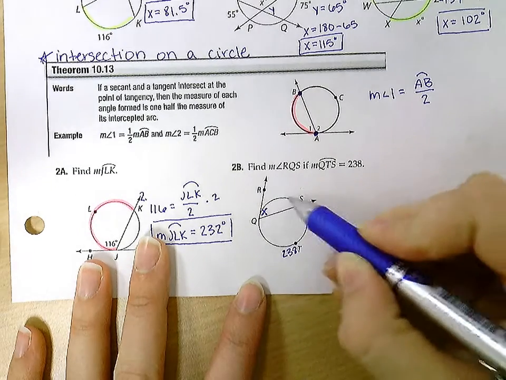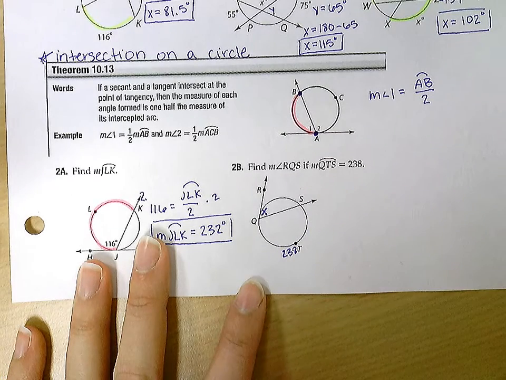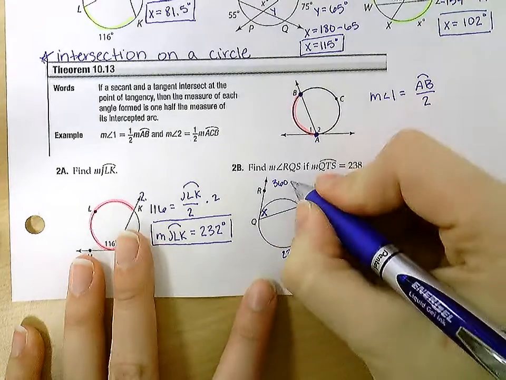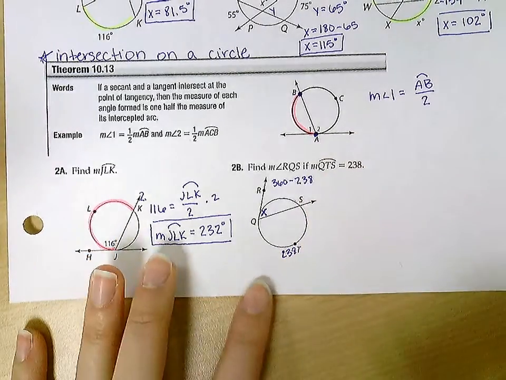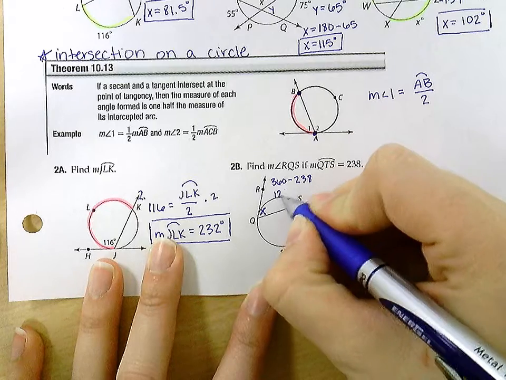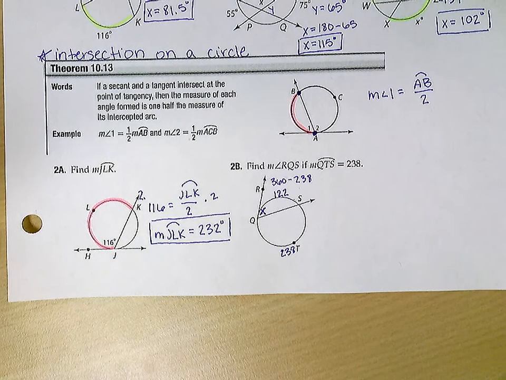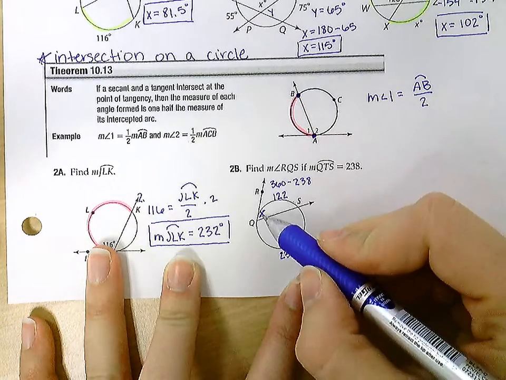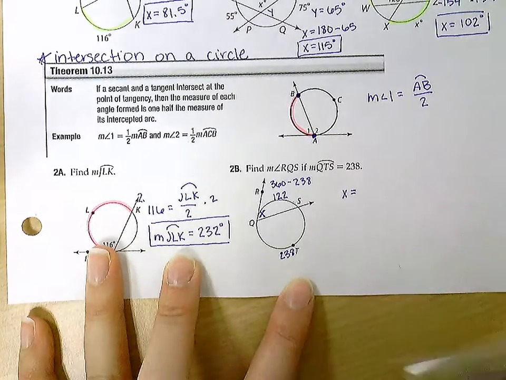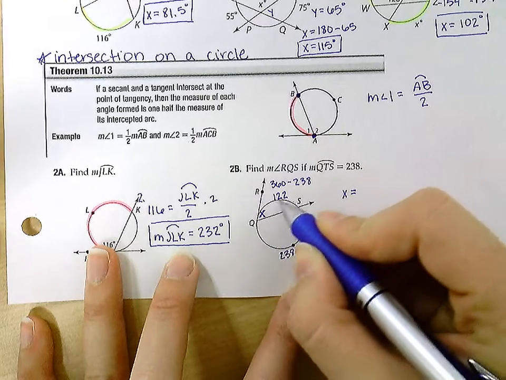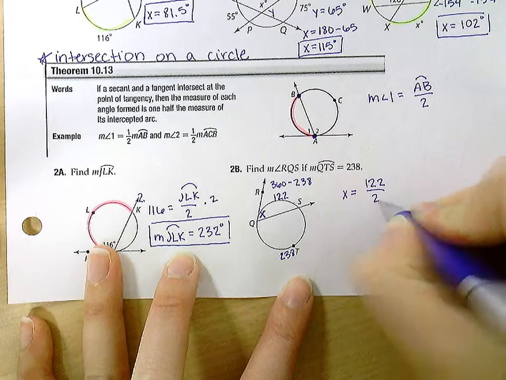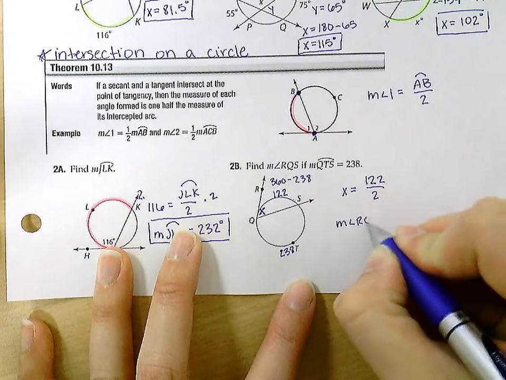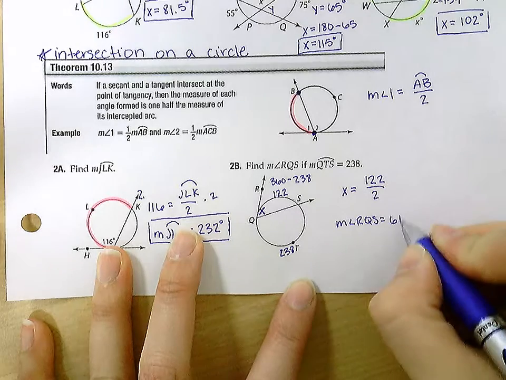Well, if I have this arc, how do I find this arc? I heard somebody say it. Take 360, which is your total circle, subtract 238. To get this arc is 122. So now that I have that arc intercepted, I can find that angle. So using my formula again, solving for the angle, I labeled it as x. Take your arc intercepted, that's 122, divided by 2. So the measure of angle RQS will be equal to 61 degrees.